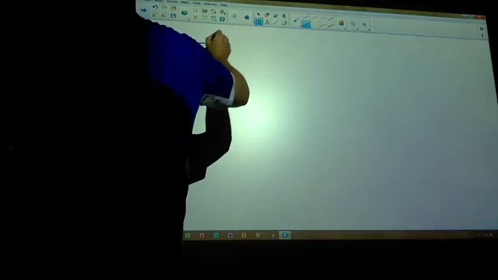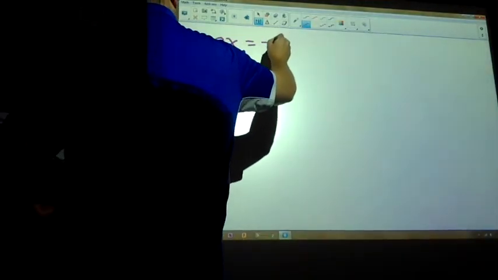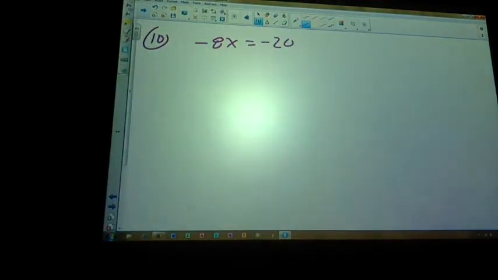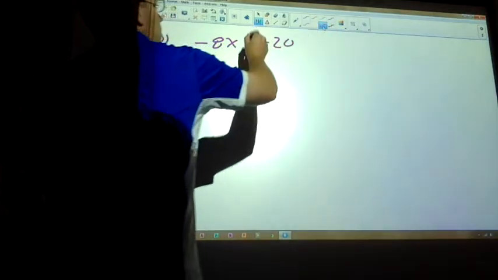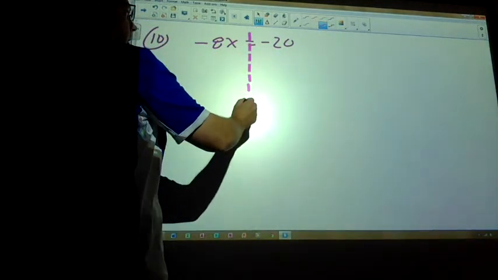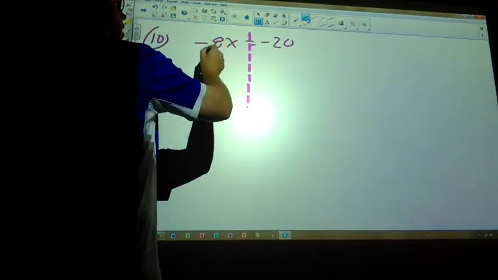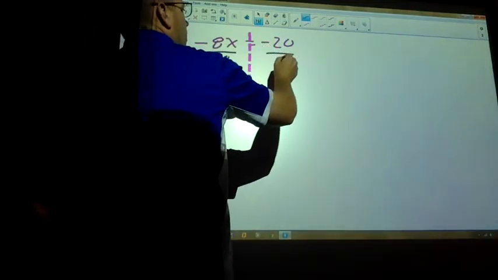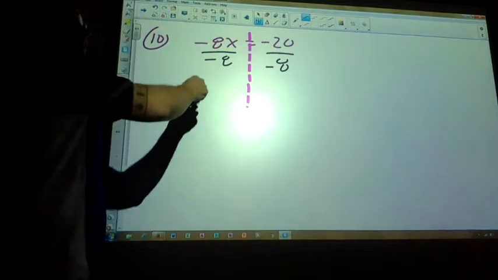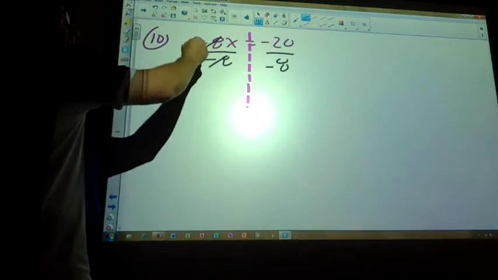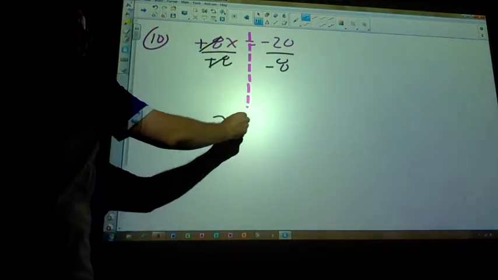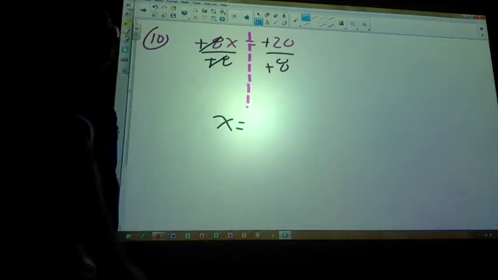we have negative 8x is equal to negative 20. Is that the correct one? All right, so what I want to do to both sides, how are negative 8 and x being held together right now? Multiplication. So I'm going to put my big old equal sign thing, right? All right, so they're being held together by multiplication. So I'm going to divide each side by negative 8. Is that correct? Yes. So that and that cancel out, and then that becomes positive, right? And then that makes that positive, yes?